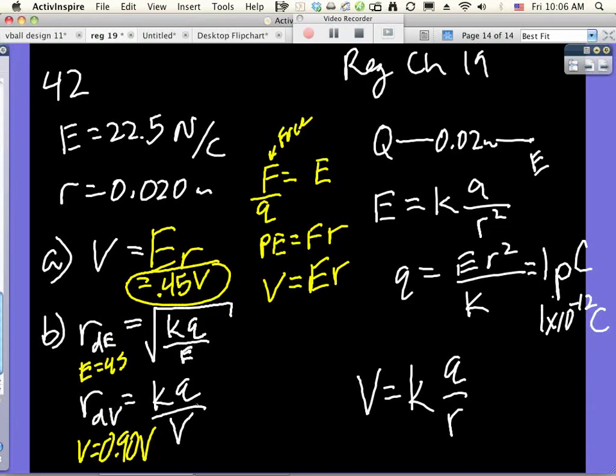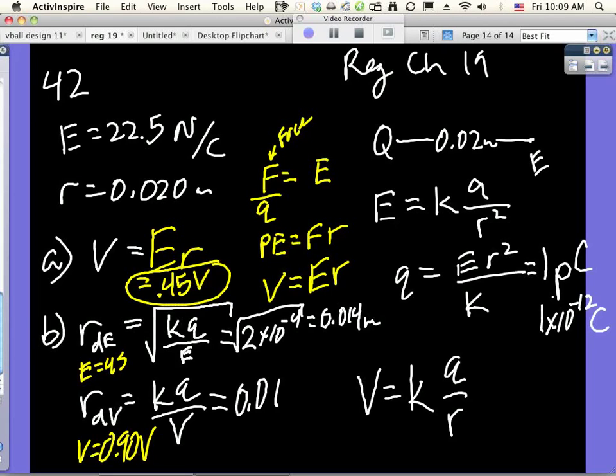So we get 0.014 meters here. What do we get right here? This one's even easier, because this one becomes 0.009 over 0.9. So that's going to be 0.01. So basically that means half.